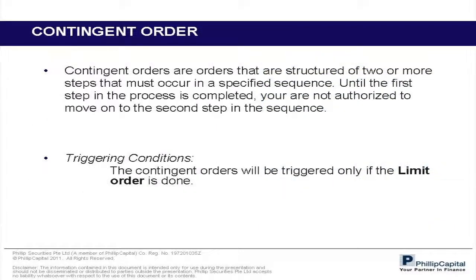The third order type that you can place on Poems ProTrader is the contingent order. A contingent order is a limit order that will only be activated if another limit order is executed. If the other limit order that it is tagged to is not executed, the contingent order will not be activated. The concept of contingent order is best understood with examples.